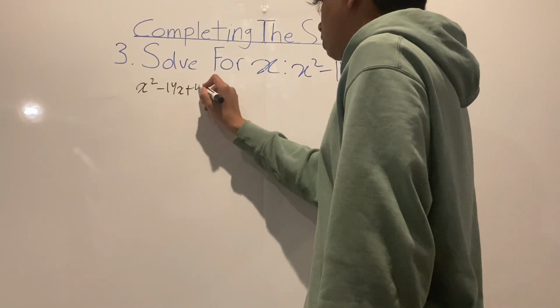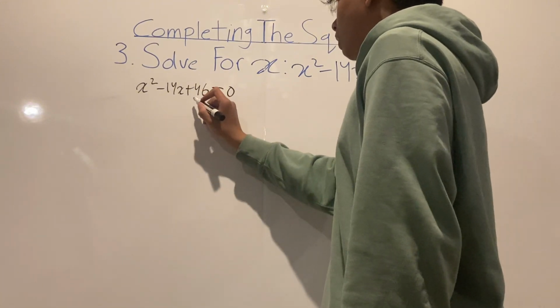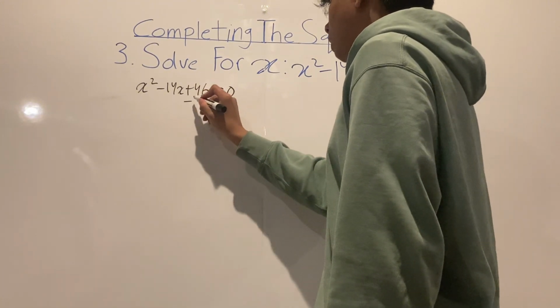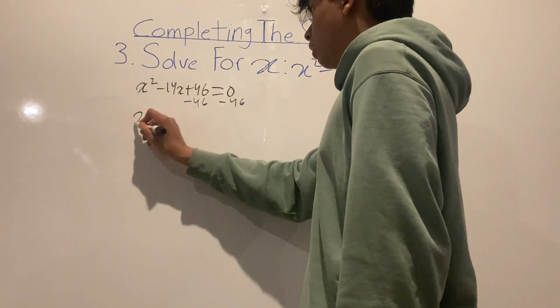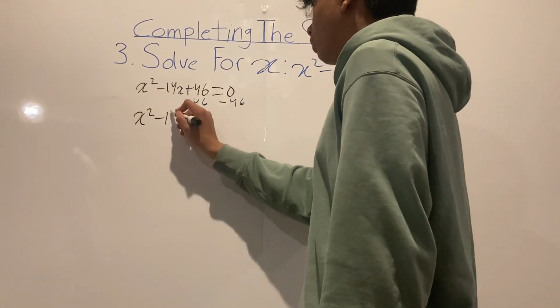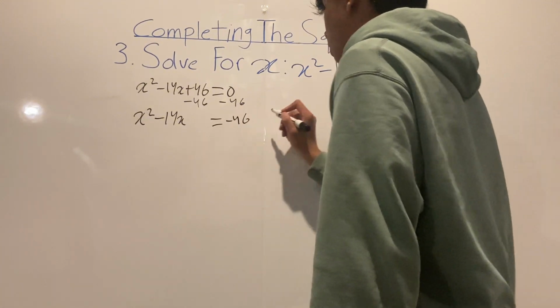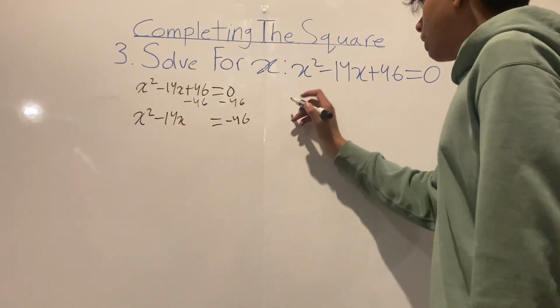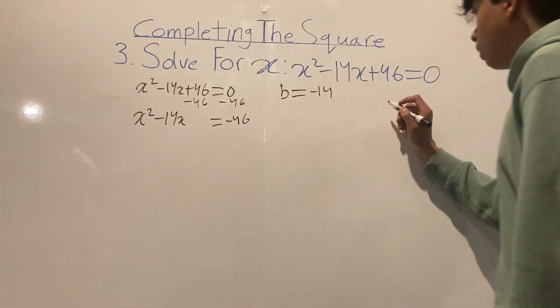14x plus 46 equals 0. And we're going to move 46 to the right side. So now we have x squared minus 14x equals negative 46. And now once again, we're going to take our b value. So this time b equals negative 14.